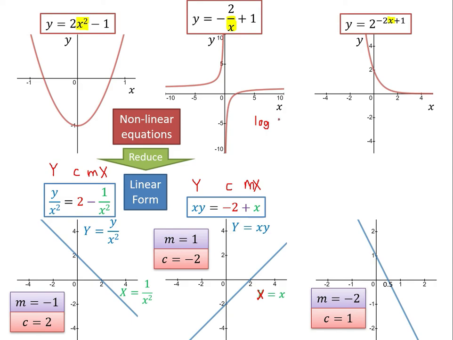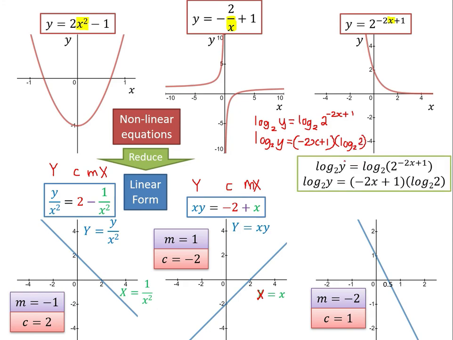so that we can move down the negative 2x plus 1. But what base should we use here? 2. Yes, for this question, we have to use base 2. Log 2y equals, okay, now we can bring down the negative 2x plus 1. And after you bring down, don't forget to put brackets because this whole thing will multiply with log 2 of 2. So log 2 of 2 will give us 1. That will give us our linear form: log 2y equals negative 2x plus 1.